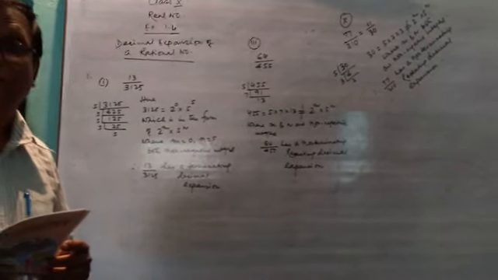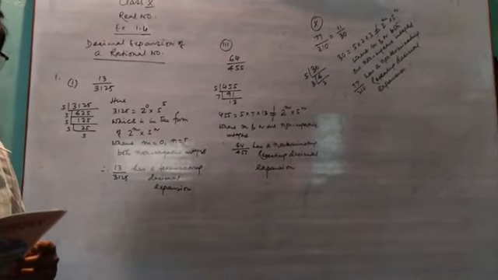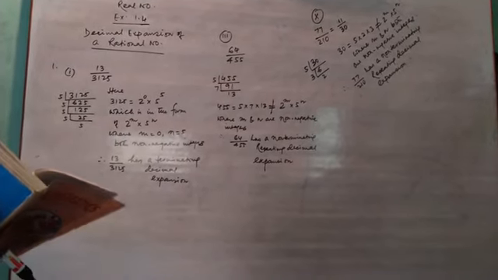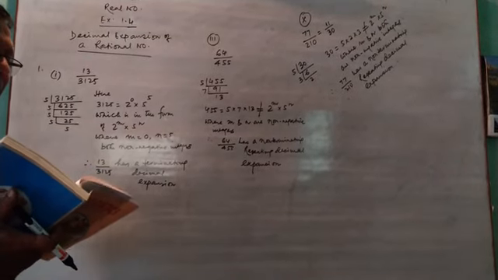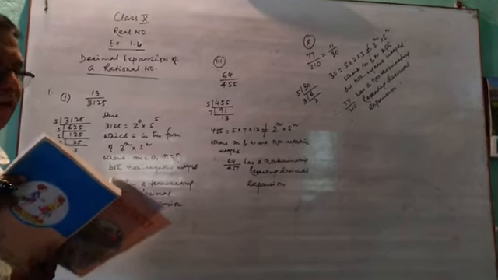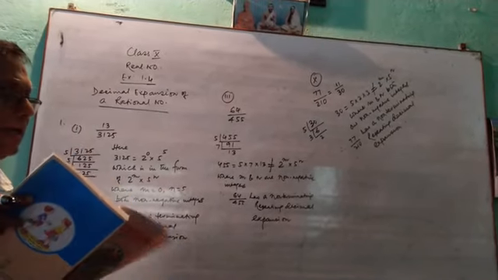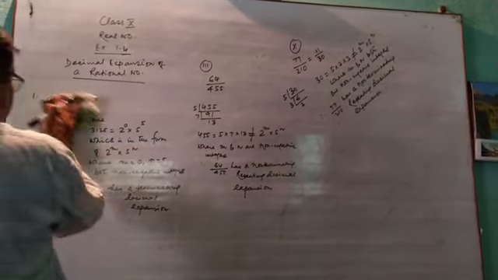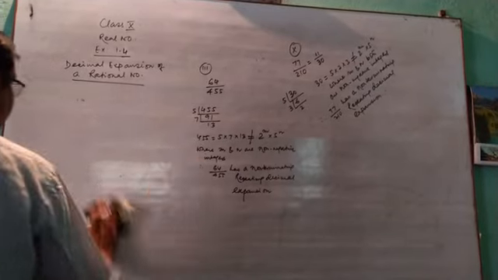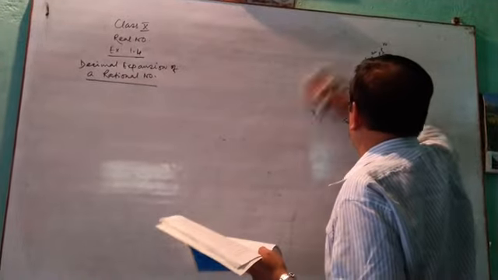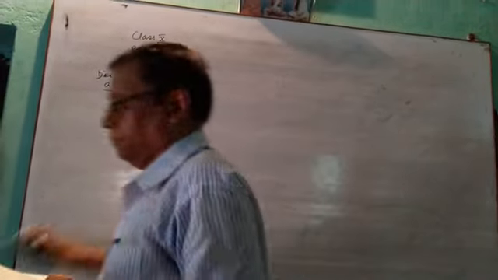Question number 3 we are discussing, and that is the last question. The following real numbers have decimal expansions as given below. In each case, decide whether they are rational or not. If they are rational and of the form p by q, what can you say about the prime factors of q? That is question number 3.